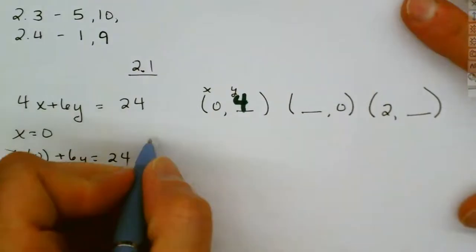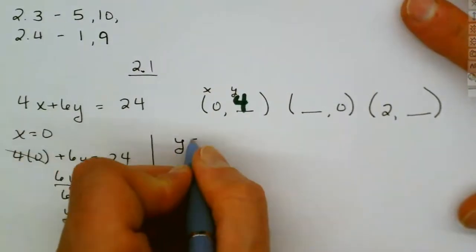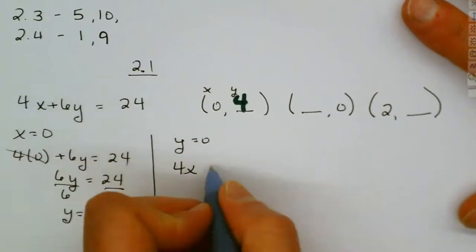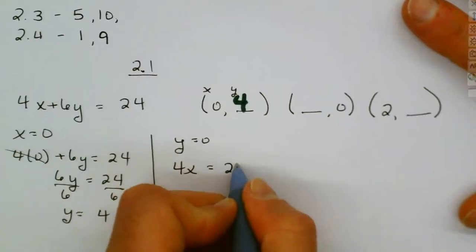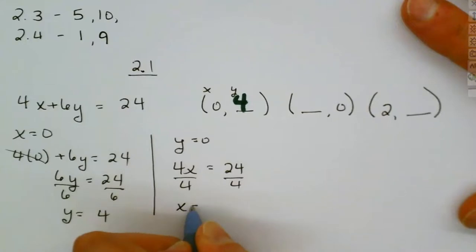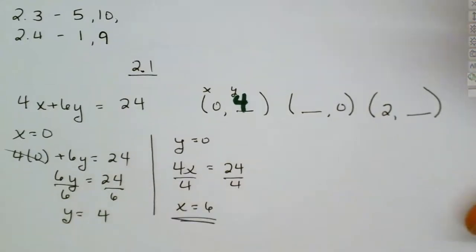Okay, the next one we're going to plug in y equals 0. For y equals 0, that piece is gone. So 4x equals 24. Divide by our 4. And now we've got x equals 6. So that goes here.